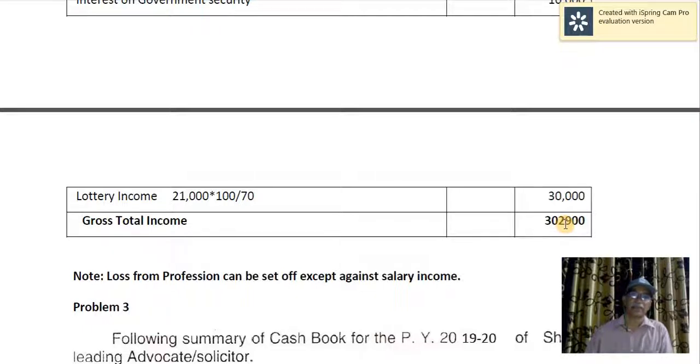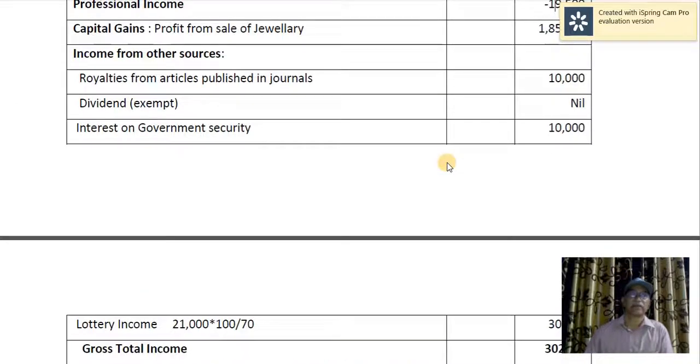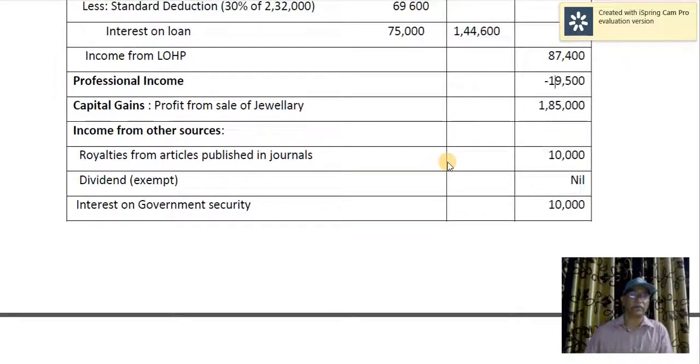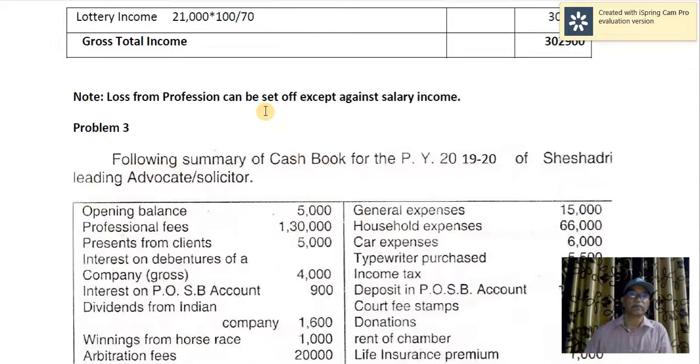If there is no other income except a loss from profession, that can be carried forward and set off against income from profession in subsequent 8 years. So this is about problem number 2.